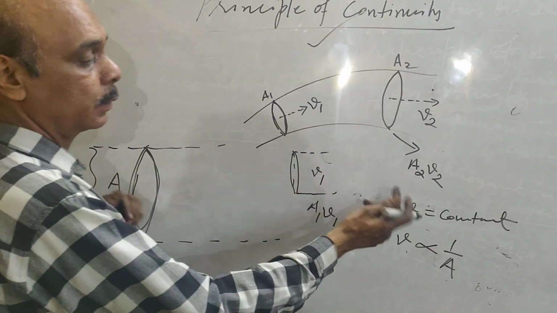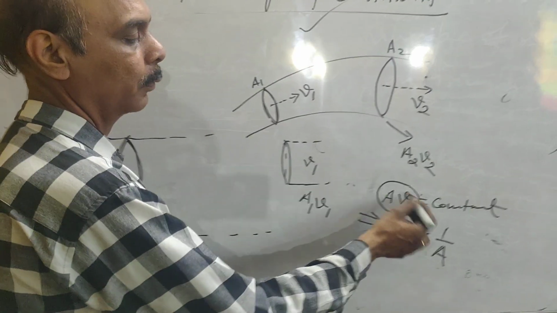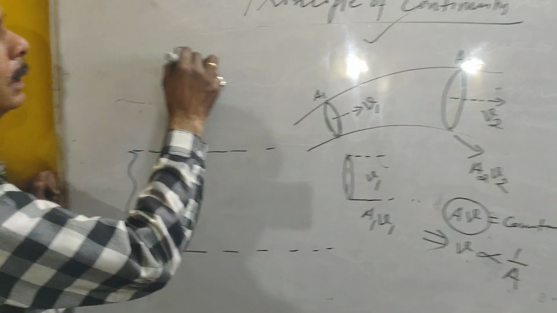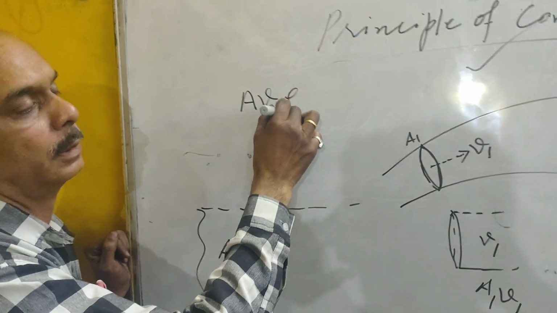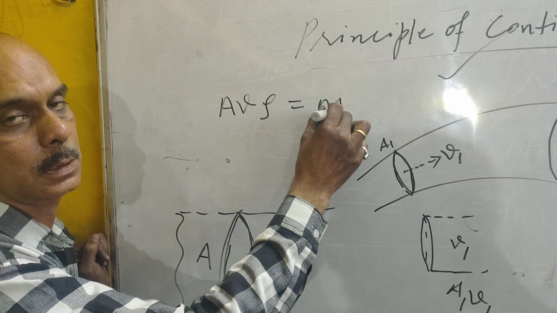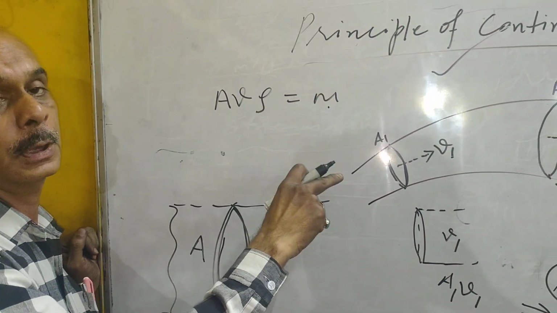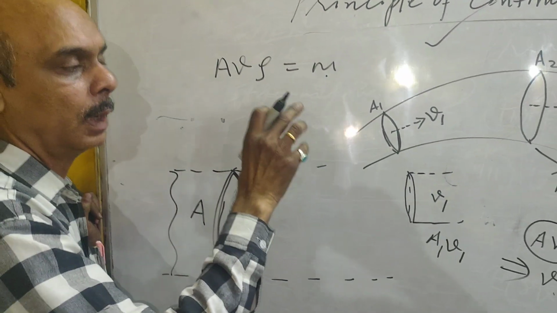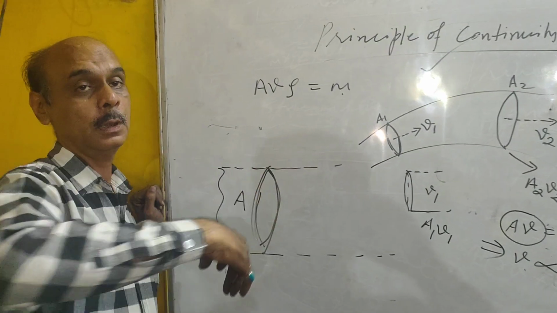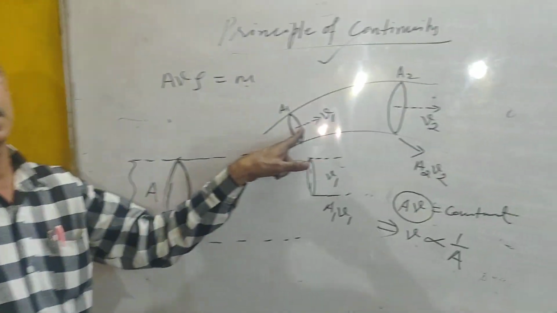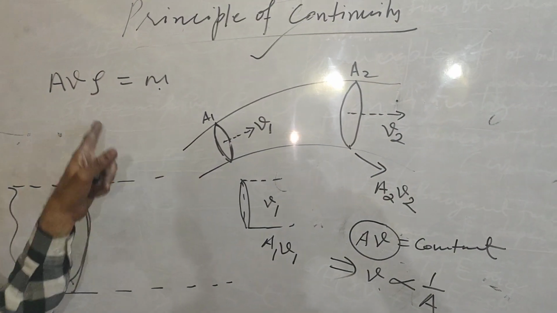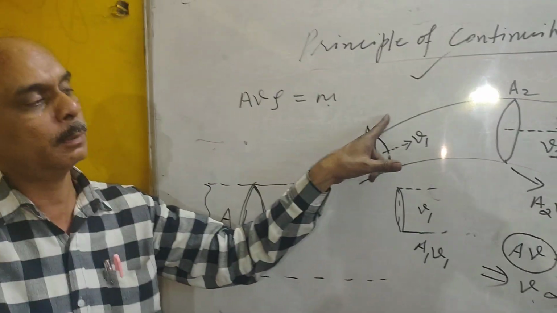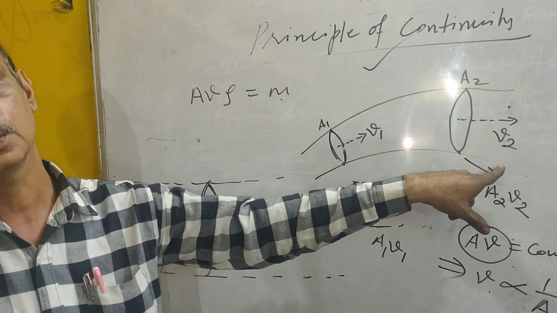And as I told you, this is the volume of the liquid flown in 1 second, and if we multiply this volume with density, what do we get? Mass. So according to this principle, we can say that mass of liquid cannot be accumulated at a particular place. What is entering into the tube, the same amount will come out of the tube.